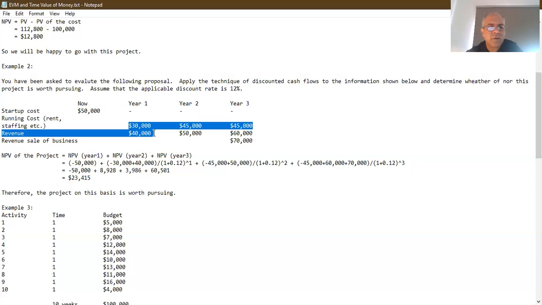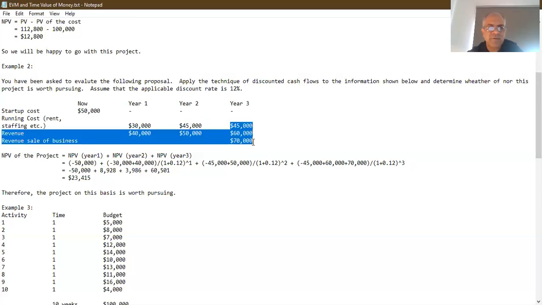In year one, we're spending 30,000, but we're getting back 40,000. So we have to take this year one figure, the 30 and the 40,000, and we have to discount them backward by one time, right? Then we're going to take the year two figures, which are the 45,000 going out of our pocket and 50,000 coming into our pocket, and we're going to discount them not one time, but two times, so that we get its present value. And then we're going to take the year three figures, in which the 45,000 is going out of our pocket, but the 60 and 70,000 are coming into our pocket, and we're going to discount that by three time periods and bring it back here, right?